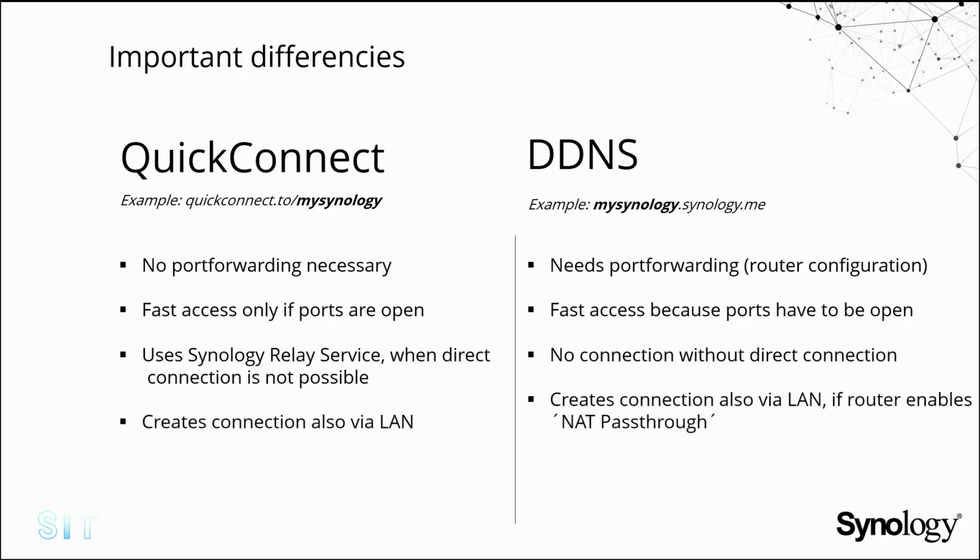QuickConnect first checks whether a connection via the local network is possible, so that inefficient routing via internet doesn't occur with local access. With QuickConnect, we do not have the option to use our own certificates, while with Synology DDNS, we have the option to use free Let's Encrypt certificates. In general, however, both services are inherently secure HTTPS connections.